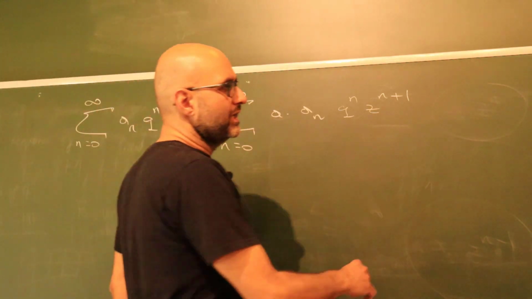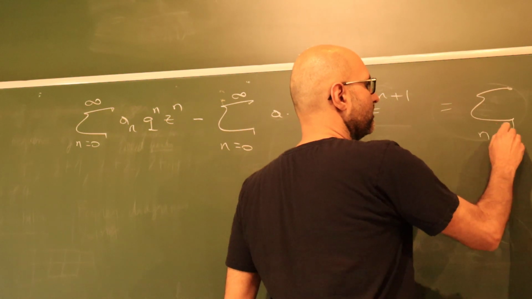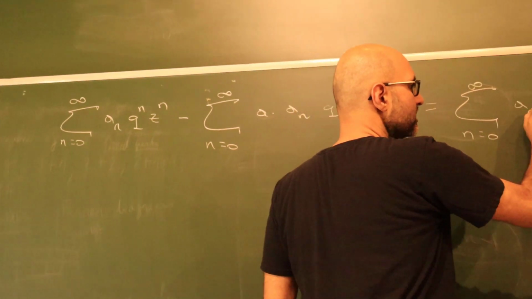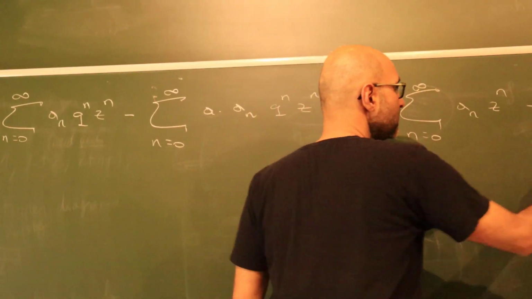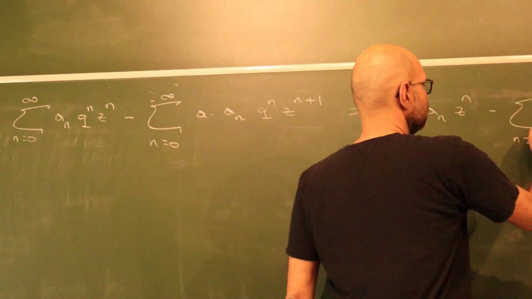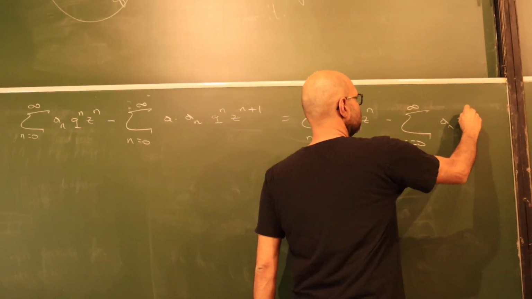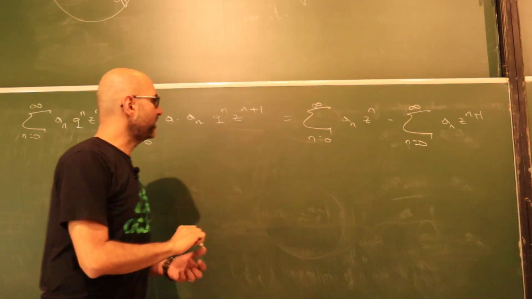And on the right-hand side, the sum from n equals 0 to infinity, a sub n, z to the n, minus the sum from n equals 0 to infinity, a sub n, z to the n plus 1. We are almost there.